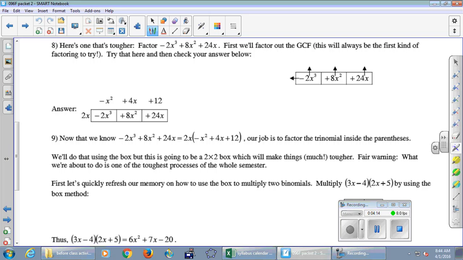152? Yeah, 152. Okay, here's one that's tougher. Factor -2x cubed plus 8x squared plus 24x. That's the problem. This problem is going to take us a long time.